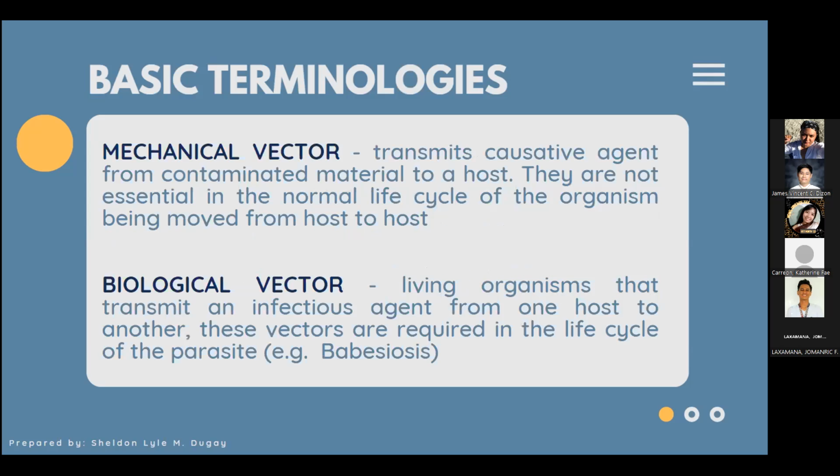And then other terms, yung mechanical vector, ito yung mga nagtatransmit ng causative agent na mga materials, like for example, mga shoes, mga syringe, basta kahit anong bagay na pwedeng maging aid for the transmission of the parasite. Sa mga biological vector din naman, mga living organisms na pwede mag-transmit. For example, mga ticks, pwede sila mag-transmit ng ibang bacteria, mga ibang protozoa, mga ibang parasites din.